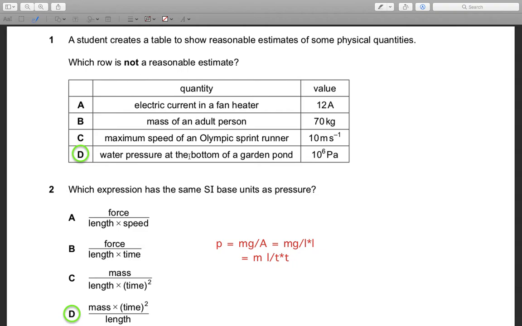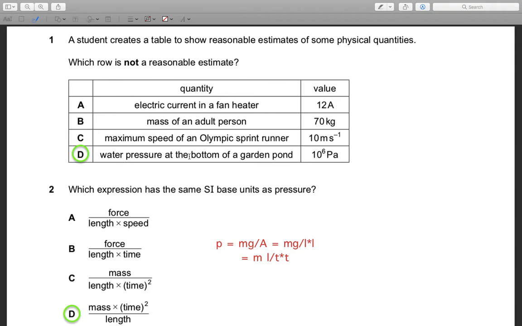And D, water pressure at the bottom of garden ponds. I think it's not a reasonable estimate, because atmospheric pressure is around 10 to the power of 5, but here it is 10 times 10 to the power of 5. It's not reasonable. So I think the answer is D.